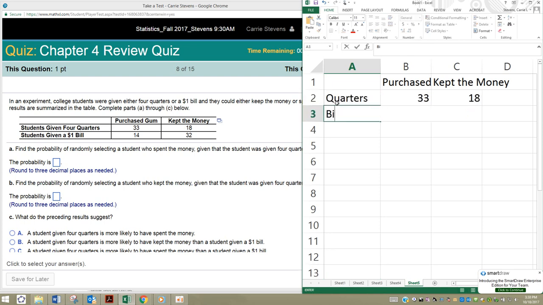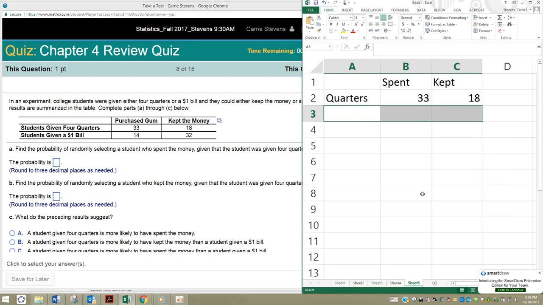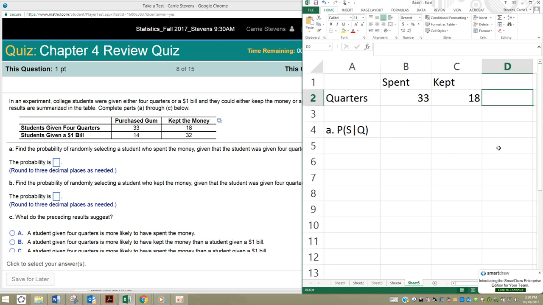So that means these are the people with the quarters. This is the one with a bill. Spent, kept, all right. So if I'm only interested in the kids who got quarters, then I'm going to eliminate the rest. And the first part says for part A, I want the probability that the student spent the money given that they were given quarters, right? Which is why I narrowed down my scope here.